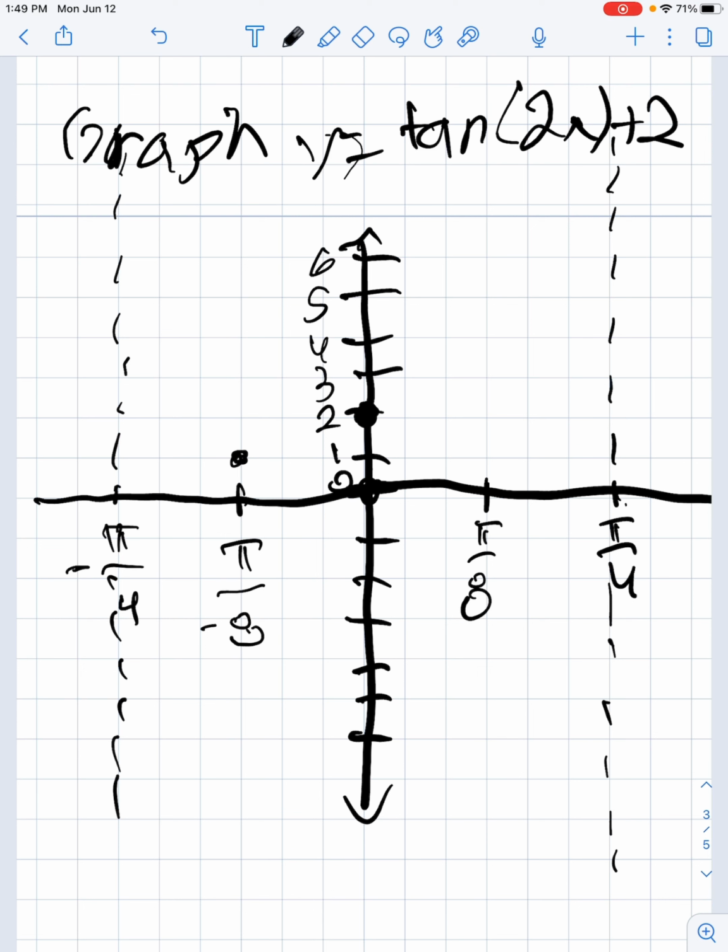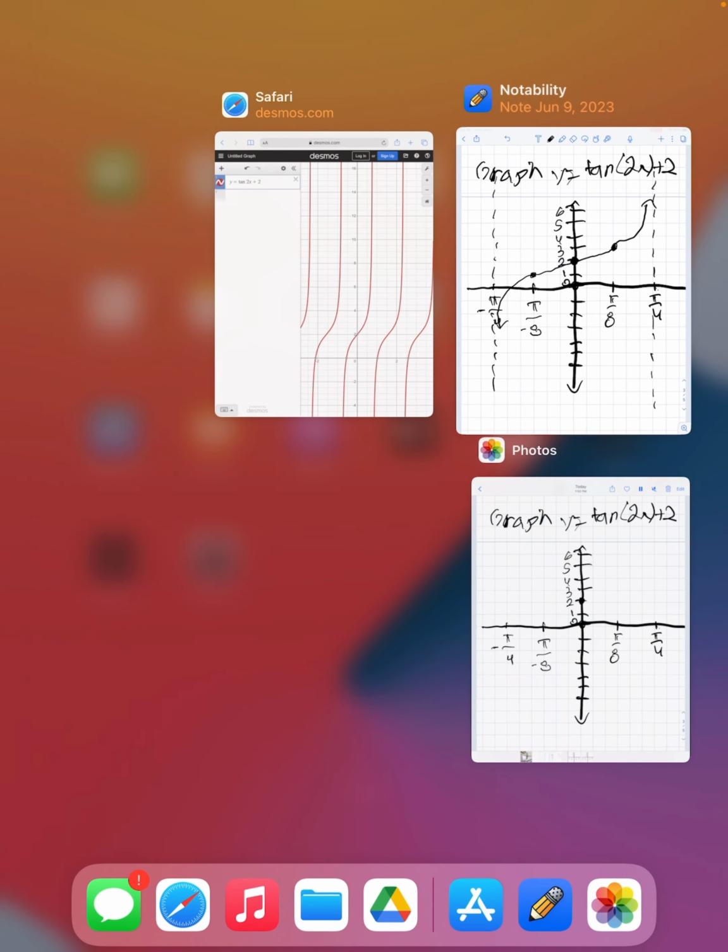Then our next point would be pi over 8, comma, 3. And that would be right here. And that would be how we do our graph. To shape it like our line, it would have to be like this. All this goes infinitely, and this goes infinitely down. And that would be how we solve our graph. So what we see in this graph is the points being plotted, and now that is how y equals tan 2x plus 2 looks like.